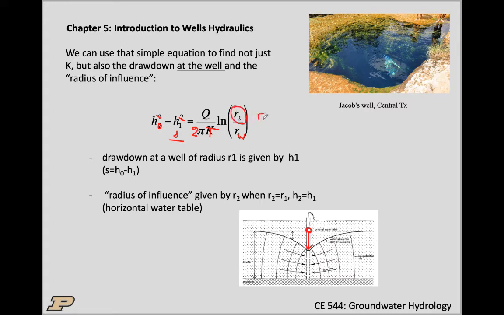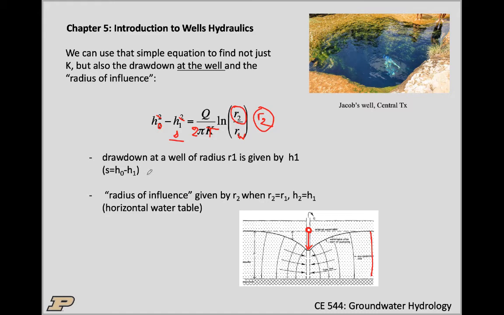So you can calculate R2 as the distance at which the head is actually H0. So that's a way you can calculate your radius of influence and know how far your well is influencing your water table.